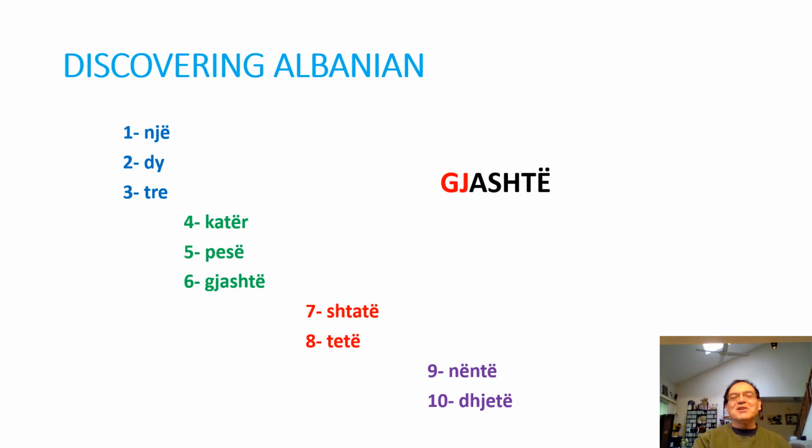Here we have the word for 6, jasht. Notice the first sound there, j, jasht. So that sound j that we find in English in the word justice, here in Albanian we write that with a gj, jasht. Notice also that the final vowel that we find there is not pronounced in Albanian. So whenever you have an e at the end of the word, you don't pronounce it in standard Albanian, so you just say jasht, jasht.